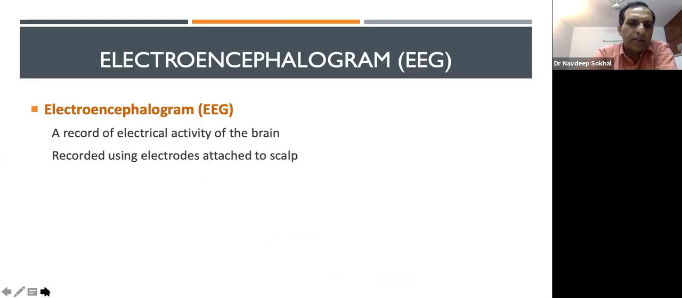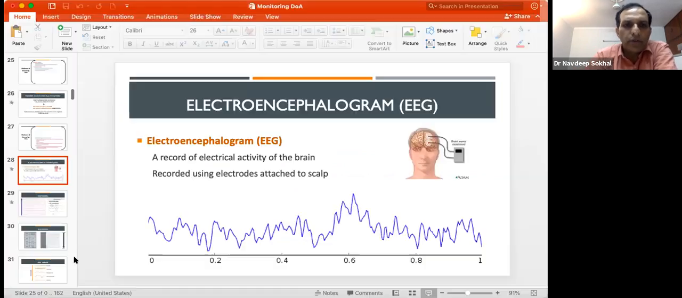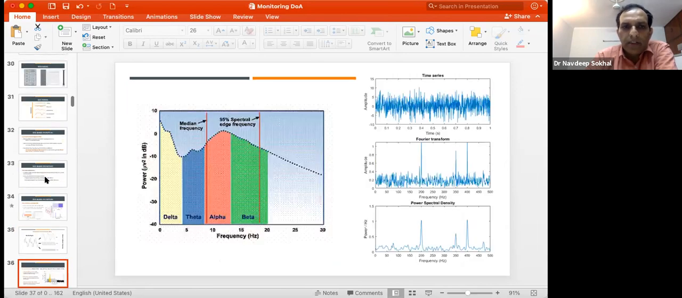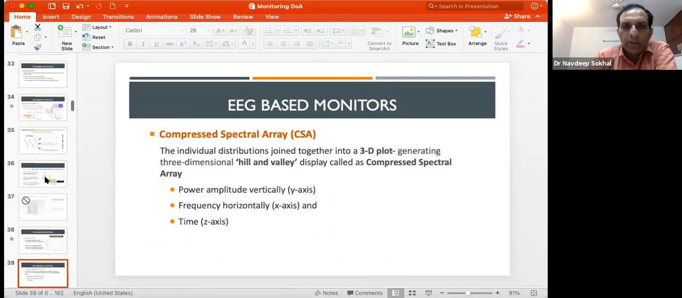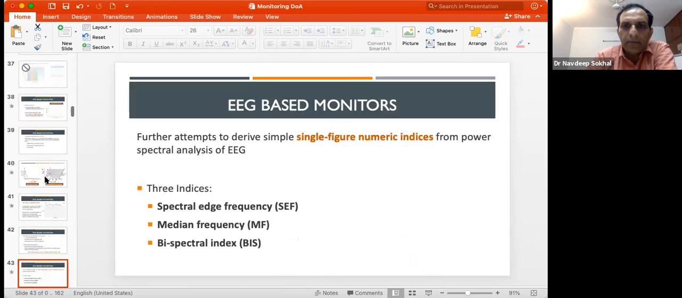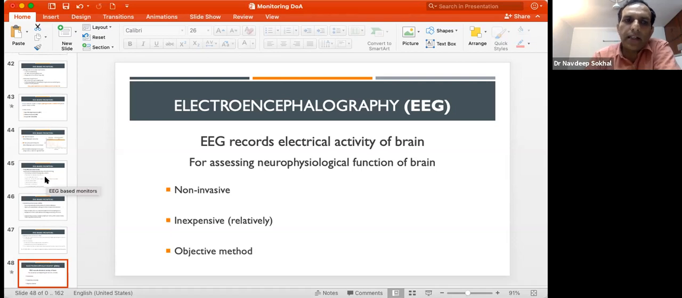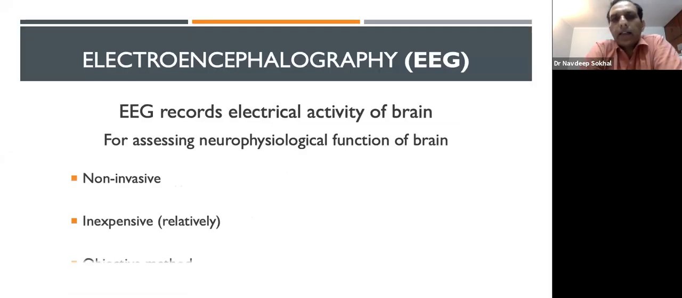Now, I would not go into these things which we have discussed last time. Let me take you to this, which we all discussed, EEG based monitors. If you have any queries regarding this, I will take the questions later on. Let us just quickly come on to what the EEG based monitors are.